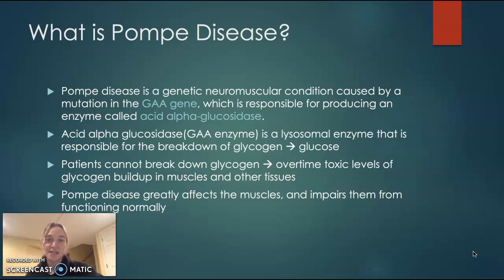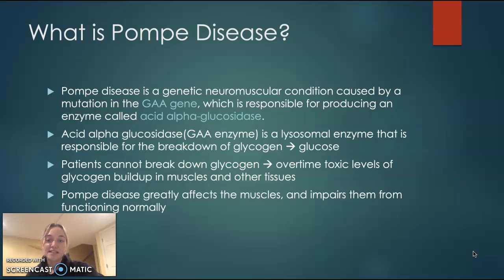Pompe disease is a genetic neuromuscular condition caused by a mutation to the GAA gene, and the GAA gene encodes for an enzyme known as acid alpha glucosidase. Acid alpha glucosidase plays an important role in the body as a lysosomal enzyme. It breaks down glycogen, which is a complex carbohydrate, into glucose, a simple sugar. This is a super important process because glucose is the main energy source for most cells in the body.